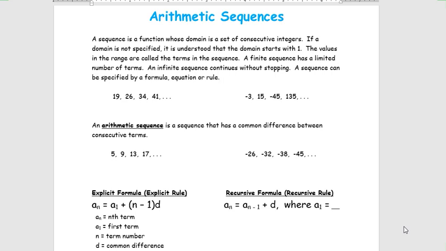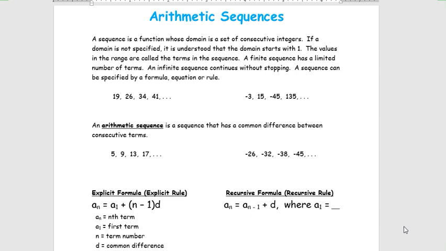What's up, young mathematicians? Today we're going to talk about arithmetic sequences. And yes, that is how you say the word when you are talking about sequences: arithmetic, not arithmetic.